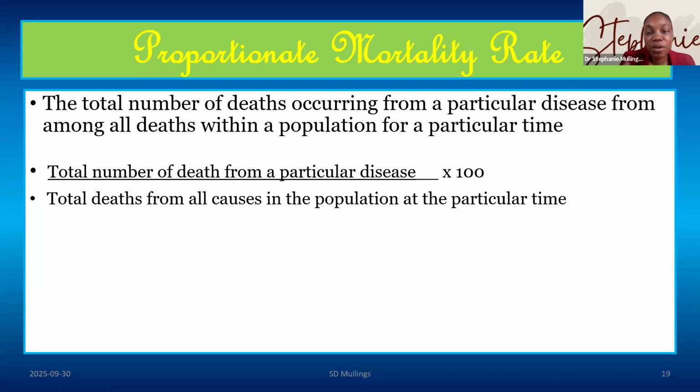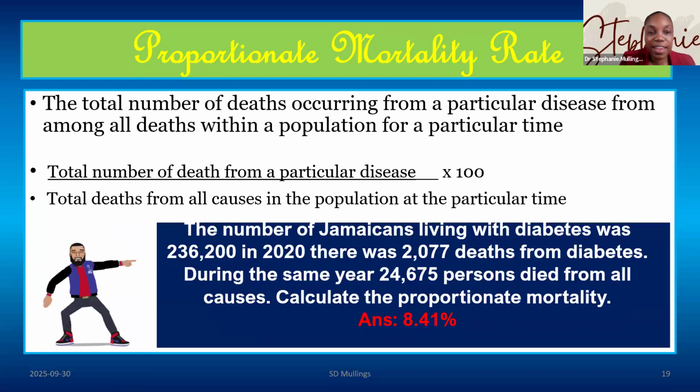So we can do that for a period of maybe 3 months. It could be a period of 6 months. It could be a period of a year. It could be over the past 5 years. But we're looking at the number of persons dying from this one particular illness compared to the other deaths in the population. Again, we have another example for you to work through and to compare your answer.